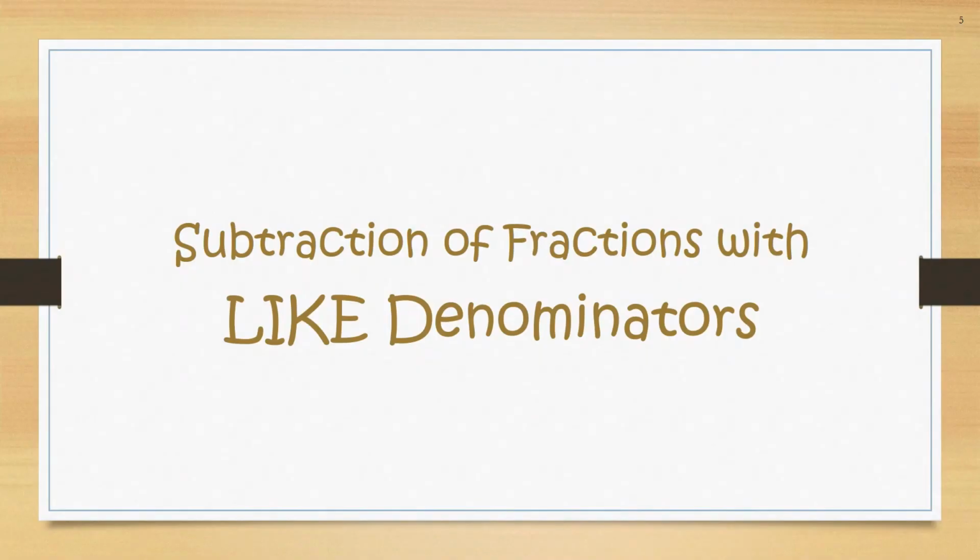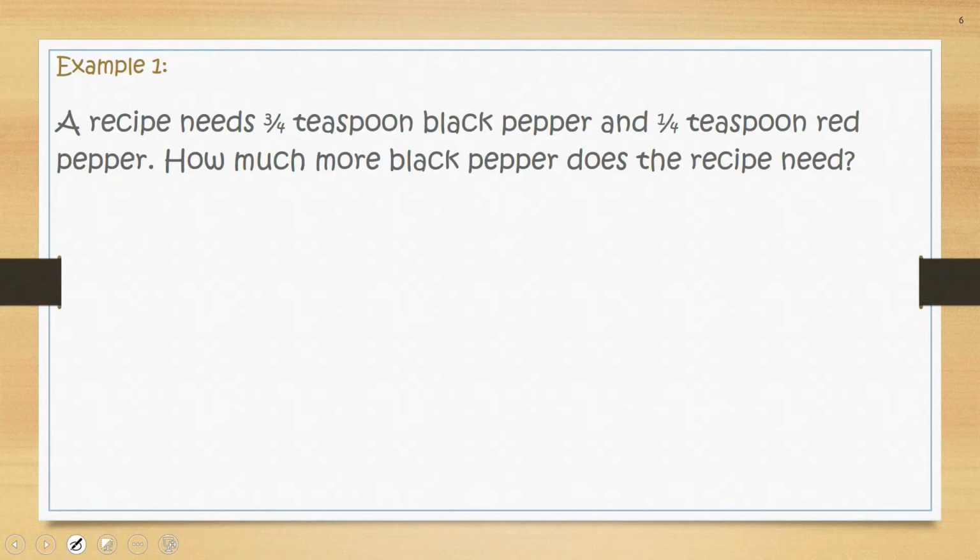So, let's have a try. Let's start with like denominators or the same denominators. So, yung first example natin, a recipe needs 3/4 teaspoon of black pepper and 1/4 teaspoon of red pepper. How much more black pepper does the recipe need? So, that means how much more. This means subtraction yung gagamitin natin na operation.